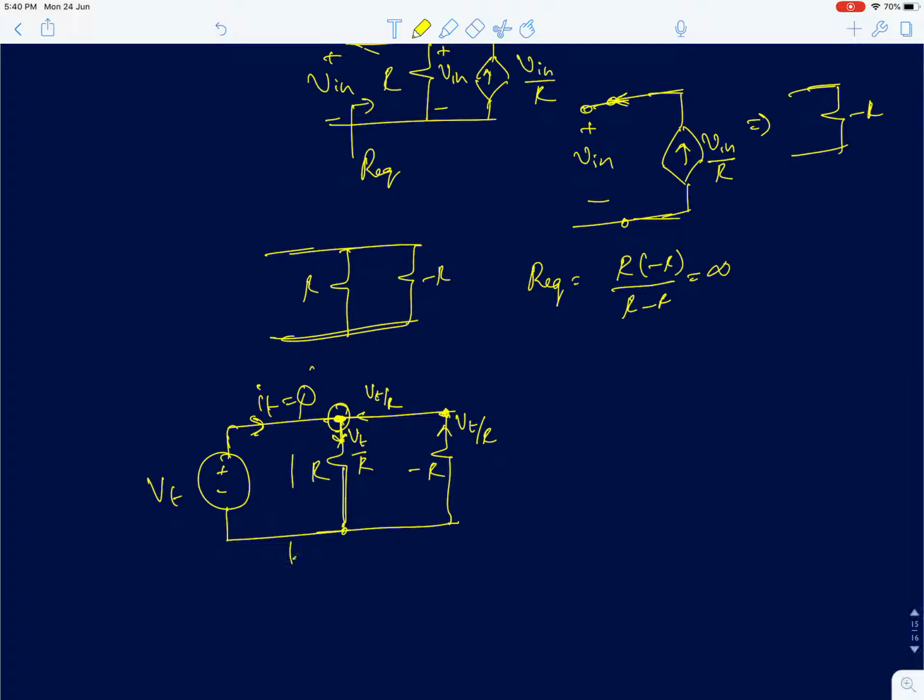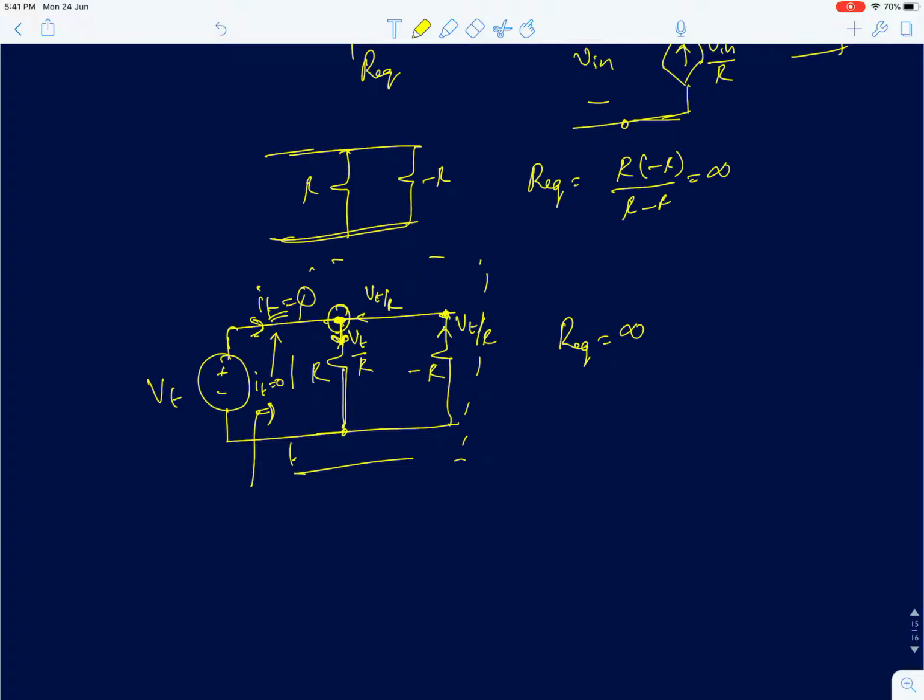So as far as Vt is concerned, it looks as though this circuit is drawing no current. It's drawing It equal to 0. Okay, so if you apply a finite voltage and you are drawing 0 current out of it, then the equivalent resistance is simply infinity.